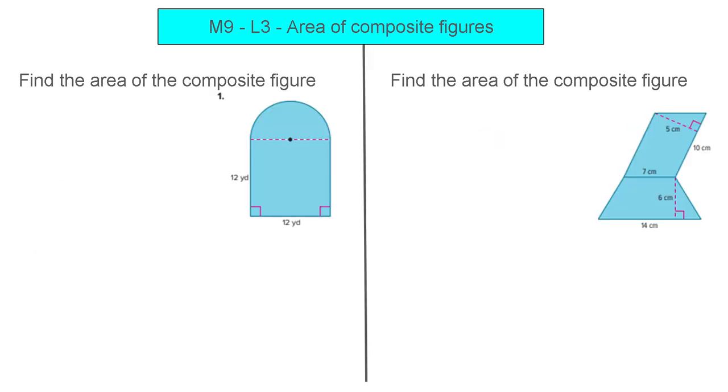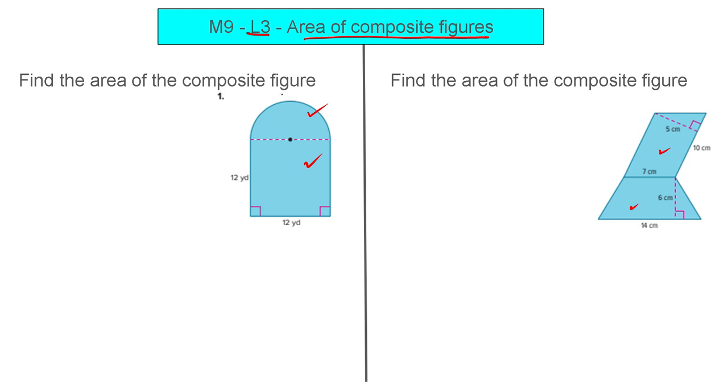Okay, now come to the next one. Lesson number 3, area of composite figures. What is a composite figure? When you join two types of figure together. For example, here I joined a semicircle with a square. Here I joined a parallelogram with a trapezoid.